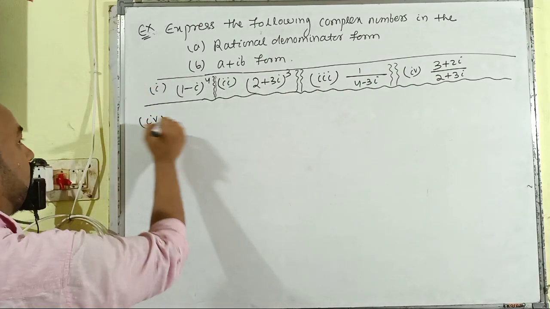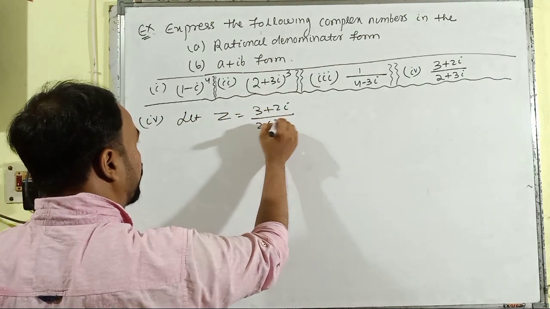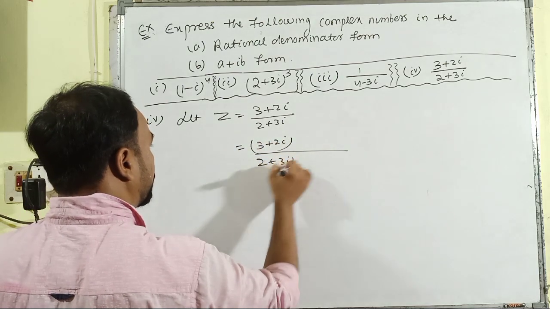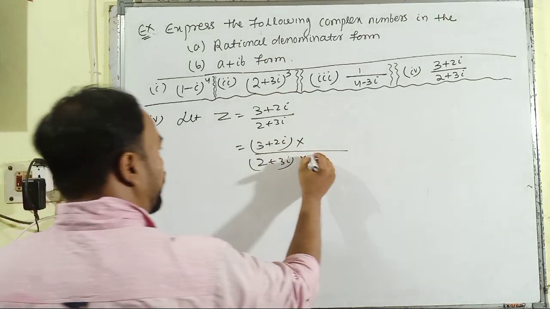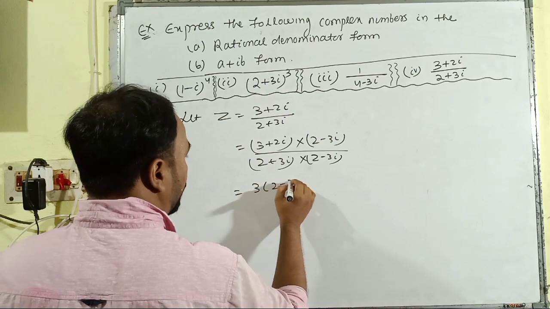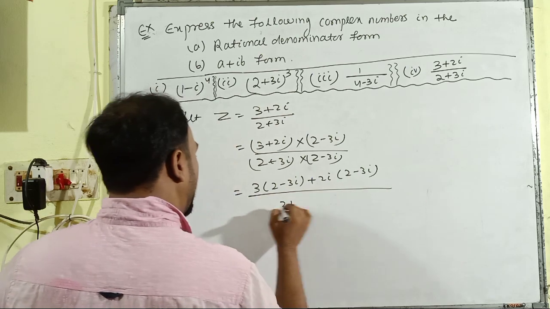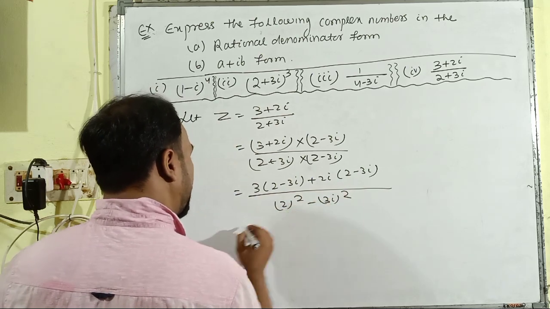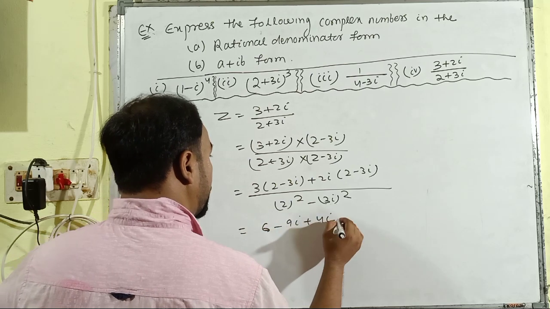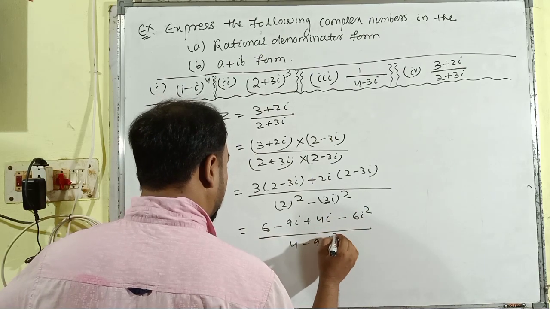Then IV, let z is equal to (3 plus 2i) divided by (2 plus 3i). Then multiplying (3 plus 2i) divided by (2 plus 3i) with (2 minus 3i), we can have 3 multiplied with (2 minus 3i) plus 2i multiplied with (2 minus 3i), divided by the square of 2 minus the square of 3i. It will be 6 minus 9i plus 4i minus 6i square, divided by 4 minus 9i square.